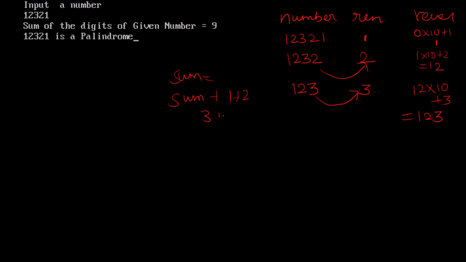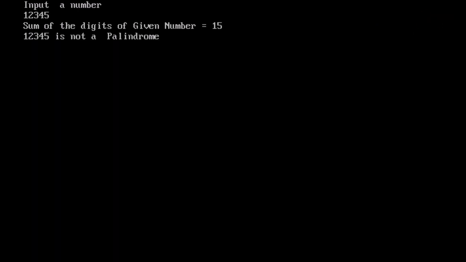1 plus 2 plus 3 plus 2 plus 1 is equal to 9. And since the reverse and the original number are the same, we say it is a palindrome. The same thing, if you give the input 1, 2, 3, 4, 5, it is not a palindrome. Sum is equal to 1 plus 2 plus 3 plus 4 plus 5.